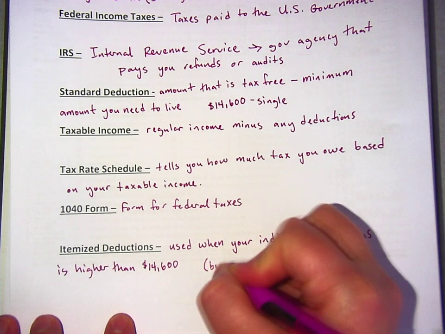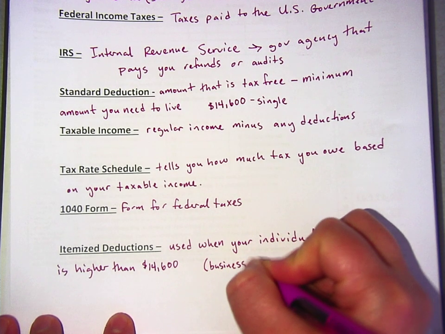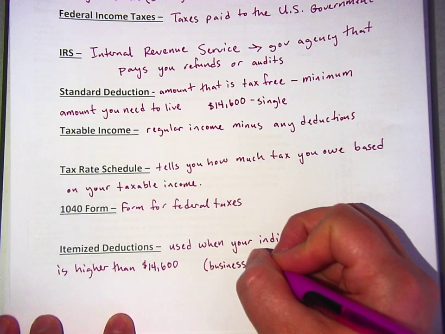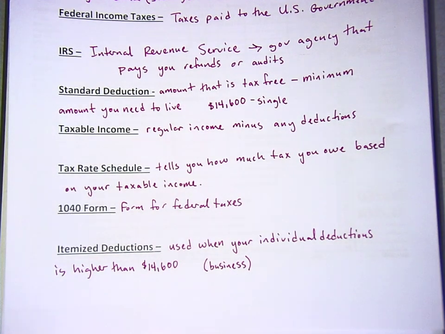Often this is used when you have like a business and you're writing off a lot of expenses. This also could be used if you like own a charity, that kind of stuff. I've never used itemized deductions. I've tried a couple times, but my itemized deductions will never add up to greater than my standard deduction.